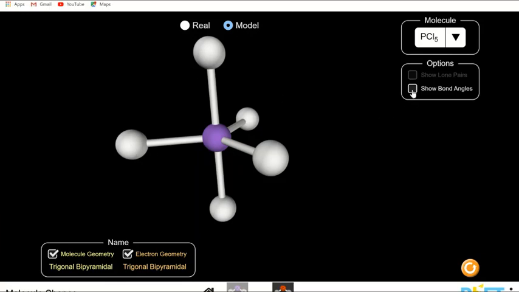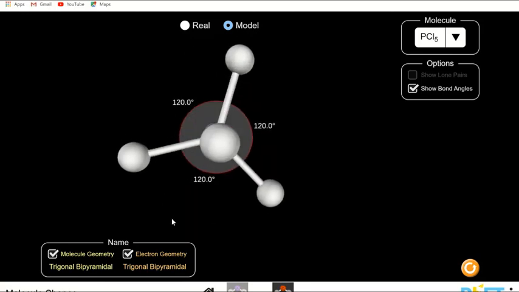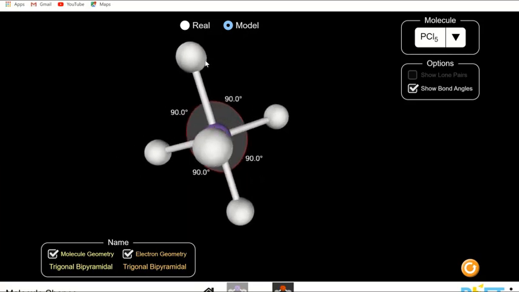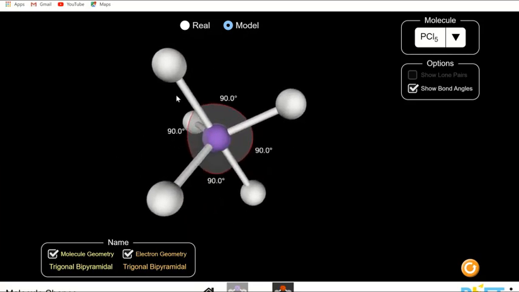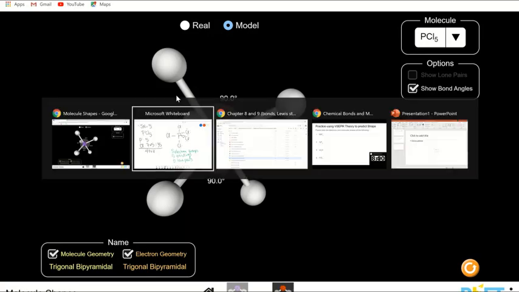Now let's take a look at these bond angles. So from here to here we have a 90-degree bond angle. And then if we look at this direction, these are 120-degree bond angles. So this is the farthest apart that we can get any 5 elements from each other.